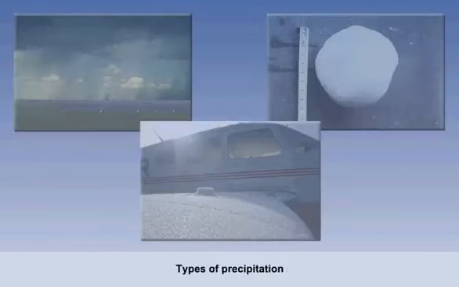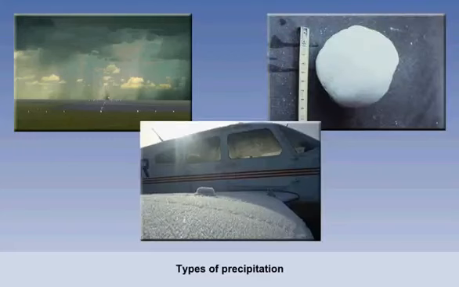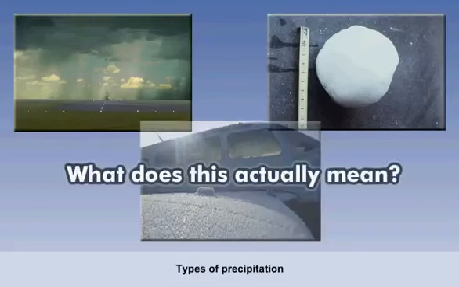As we know from our own experience, there are many different types or forms of precipitation: rain, hail, snow, etc., and these sometimes fall steadily or sharply as a shower. In fact, we label precipitation as being showery or dynamic. But what does this actually mean?